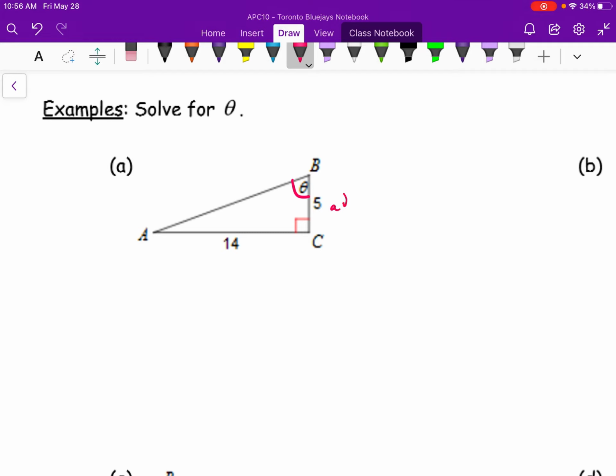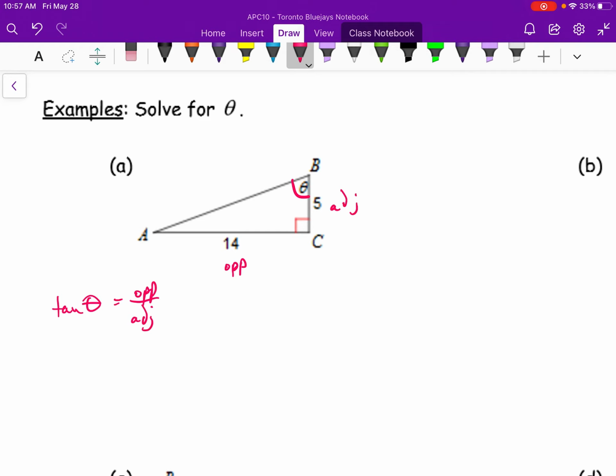If this is theta, this side is going to be the adjacent. This is the opposite. Well, now, what trigonometric ratio has adjacent and opposite? Well, that would be the tangent. So I'm just going to simply write tangent. Tangent is equal to opposite over the adjacent.